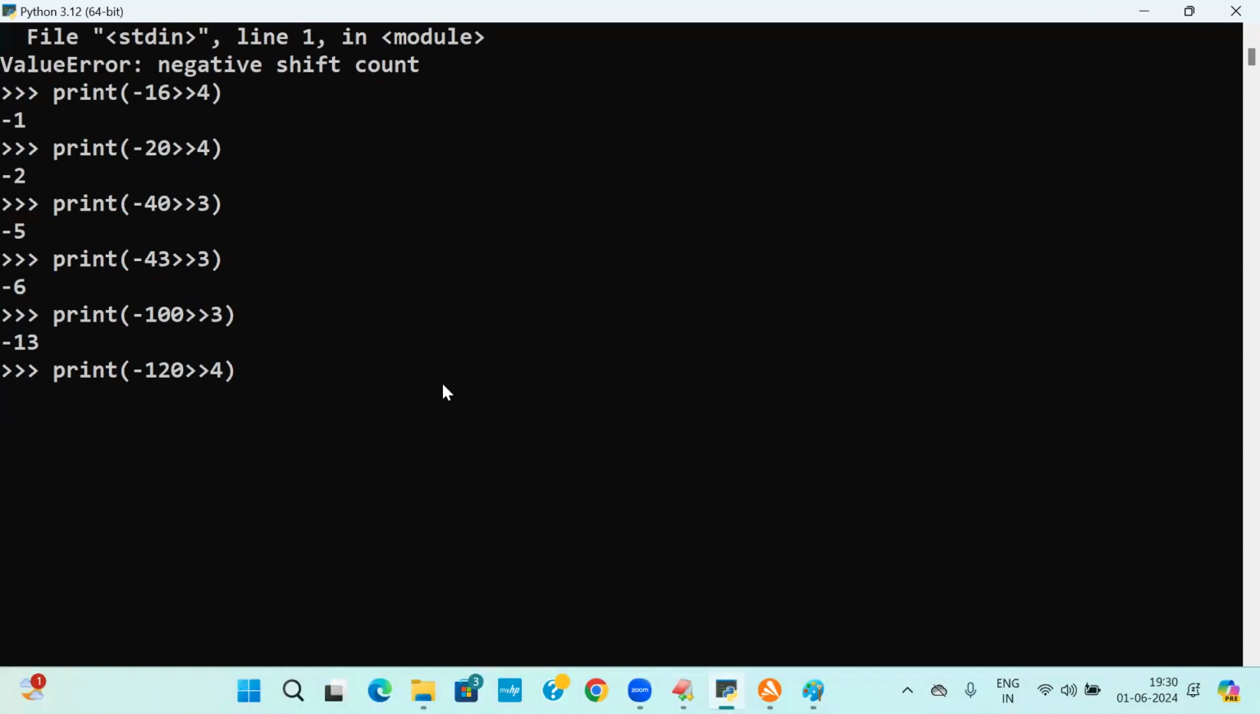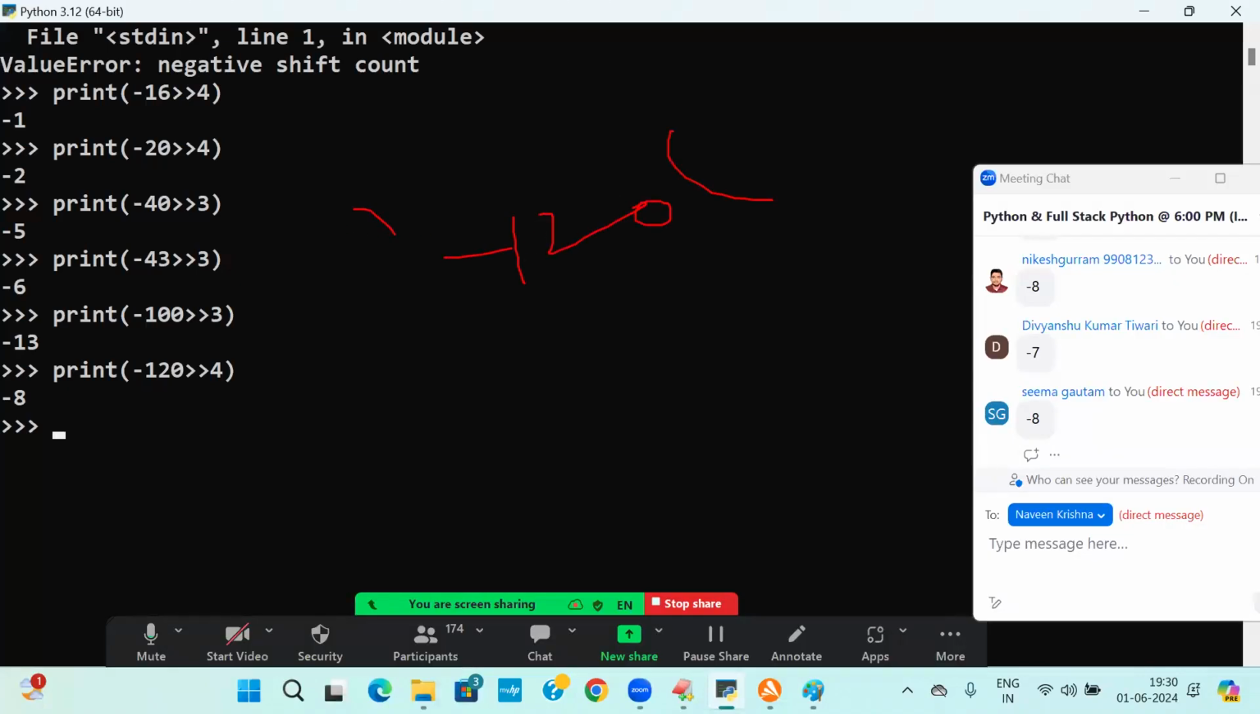2 to the power of 4, how much? 16. 16, this is what? 120. Minus 8. 16, 8. 120 actually. What is this now? 16. Sevens, 112. 112. What is that answer? So, answer. But why is this coming like this? Why is this coming like that?